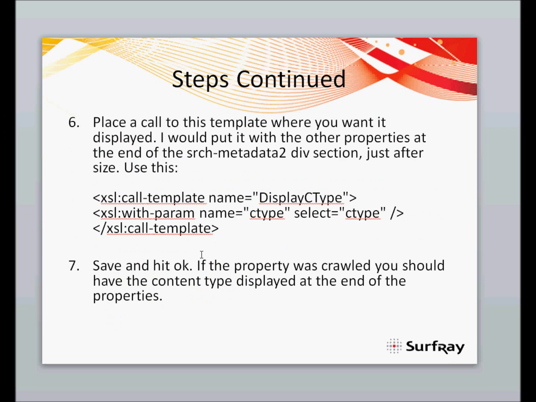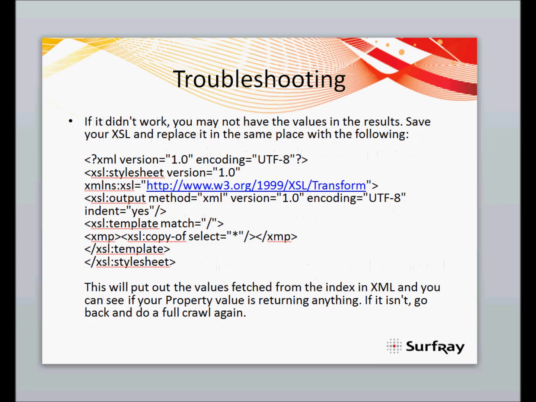The steps continue that we'll do some template calls in the XSLT. First we'll add a template that's going to call that custom property, and then also call that out so that we can display it in the result list. And I'll show you where to do that. Finally, I'll show you a little bit of troubleshooting. What do you do if you don't see anything?